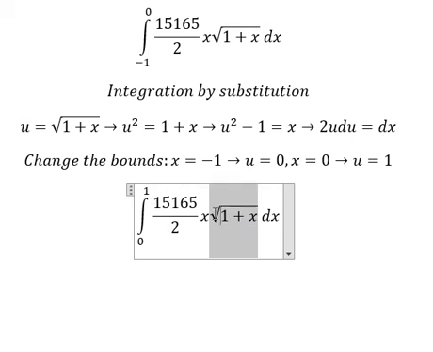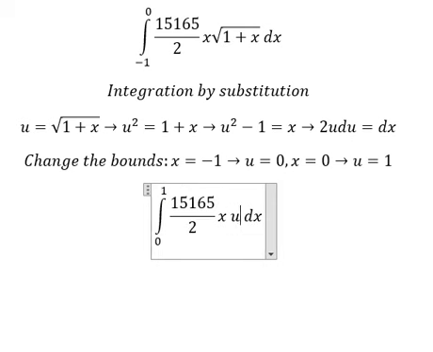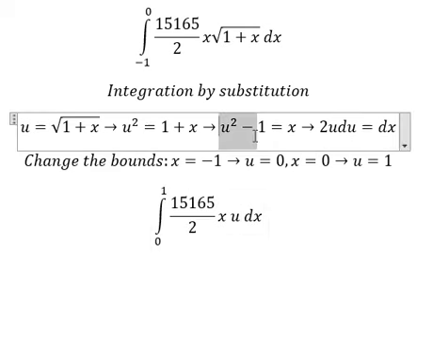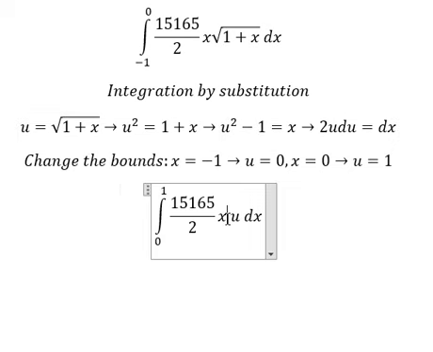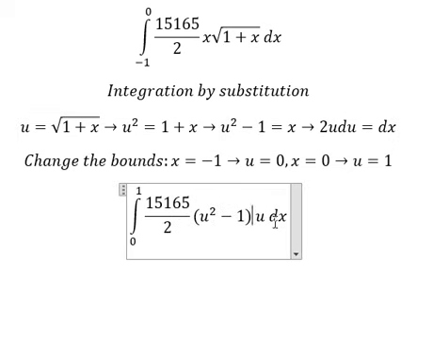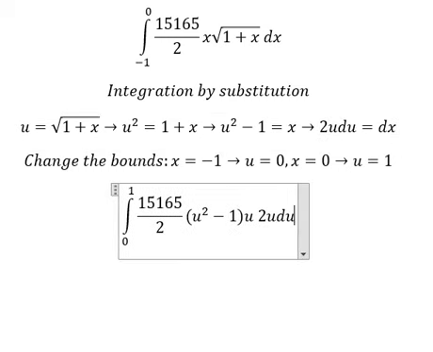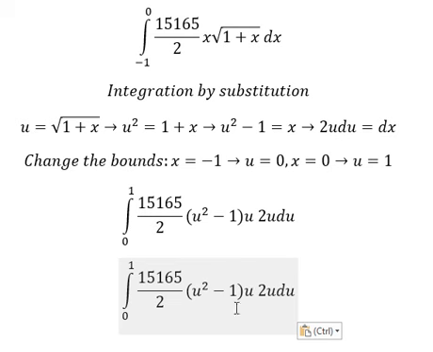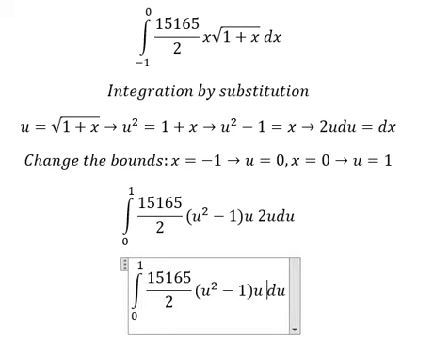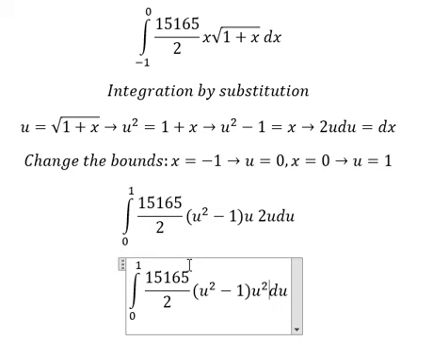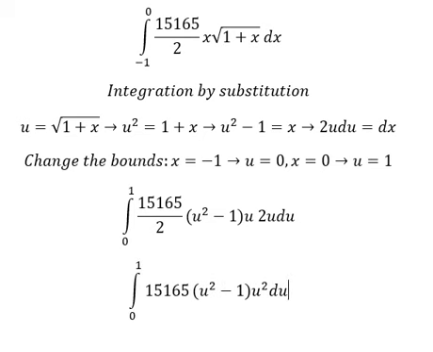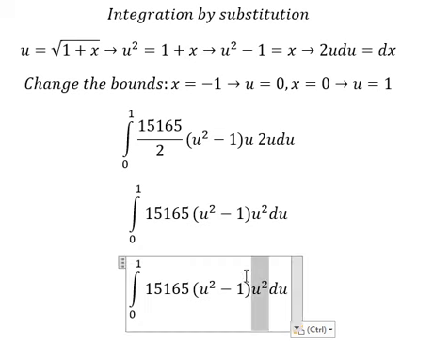The square root we change to u. x we change to this one. dx we change to this one. So 2 and 2 we cancel. u and u we have u squared. Next this one multiplies by this one.